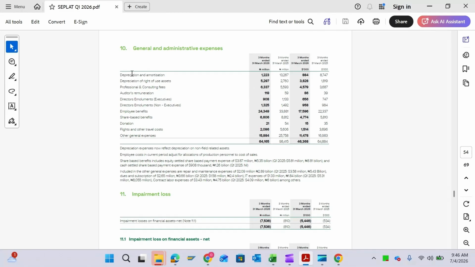Then we have professional and consulting fees, what they pay probably to their auditors, those that provide them with professional services. Okay, auditors' remuneration, directors' emoluments, the executive and non-employee benefits. If there is a benefit the staff enjoy, then they have share-based benefit, donation. So all this will be listed, depreciation expenses.